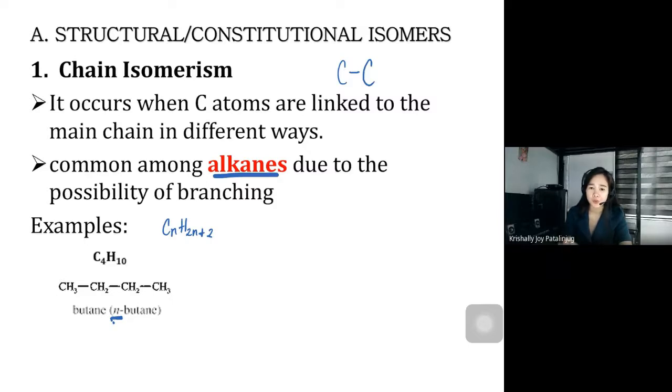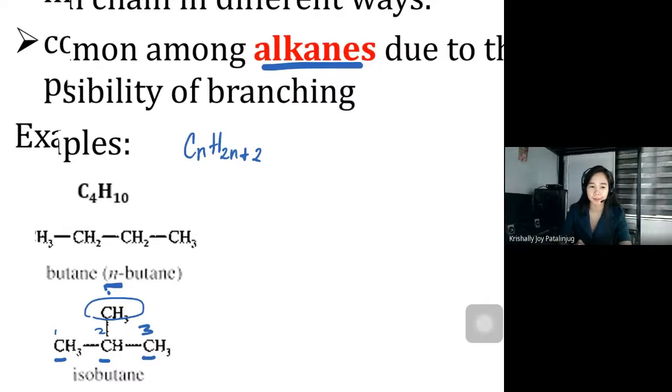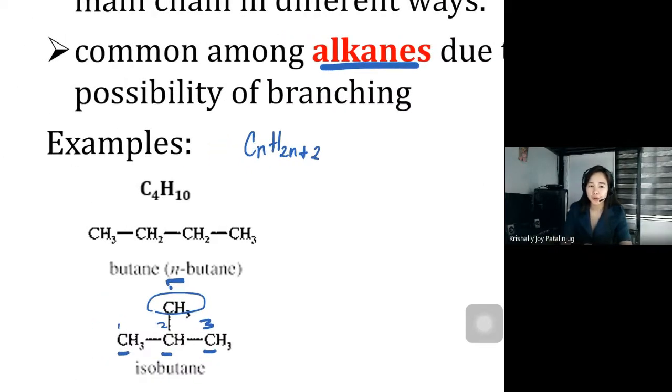Now, I have discussed to you when I introduced alkyl groups na si butane, meron siyang isomer. Ano yung isomer ng butane? What would be the name? Isobutane. Diba naalala? I have introduced to you yung isobutane, and it has this structure. It has a 3-carbon chain with a branch at carbon 2. Meron siyang methyl at carbon 2. When you compare, let me zoom, magnify the structure, the number of carbon atoms and hydrogen atoms in both molecules, they have the same number of carbon atoms and hydrogen atoms.